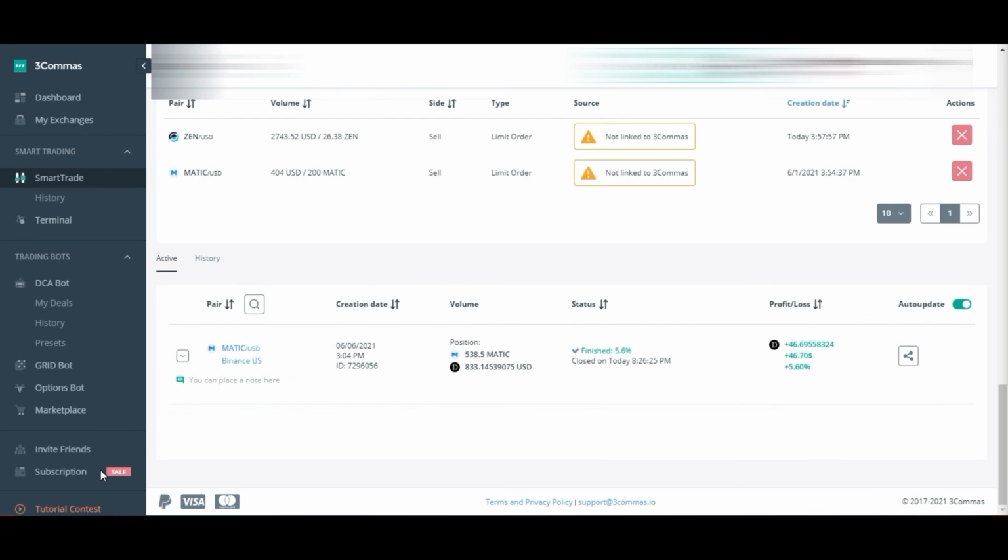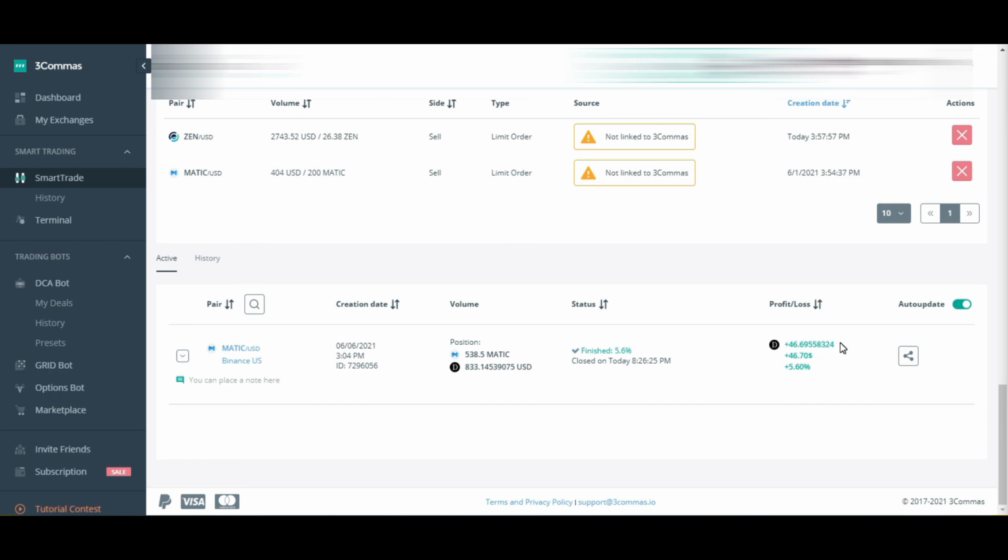And I wanted to show you guys that my trade has finally stopped out. So I set it this morning and now it's stopped out. So let's take a look at what it did. That Matic purchase finished at 5.6%. And if you recall, I set it at 6% with a 0.5% trailing. So it did trail and closed out at 5.6.